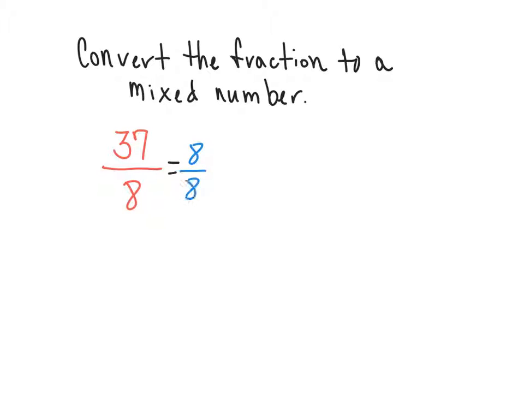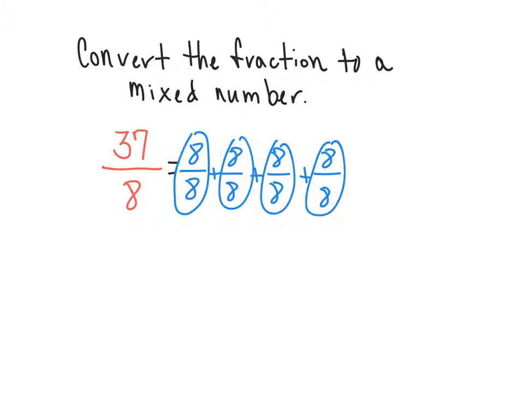So 8 eighths would give us a whole. 8 eighths, that's 16. 8 eighths, that's 24. 8 eighths, that's 32. We are very close. So we've got 4 groups, 4 wholes that were in 37 eighths. And we've got how many left over? Since we had 32 eighths, to get to 37 would be 5 eighths left over. We would need 3 more eighths to get to the next whole.